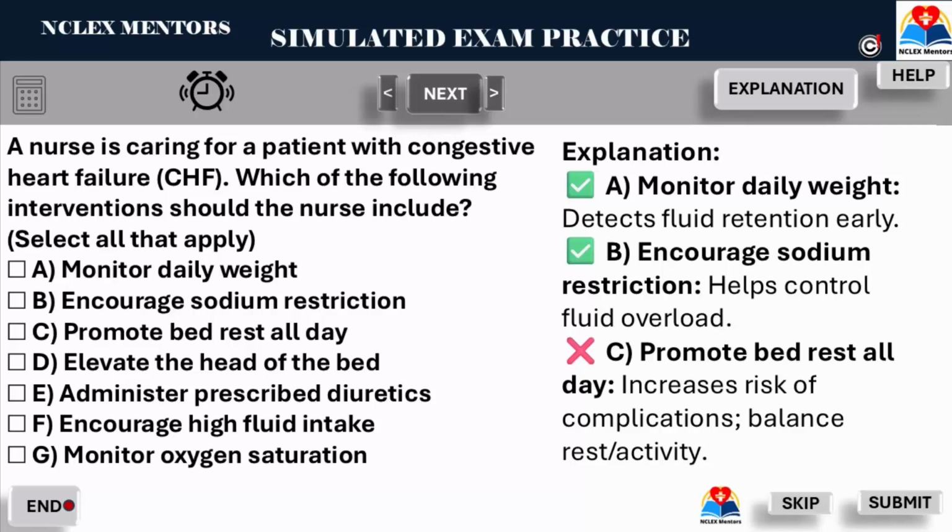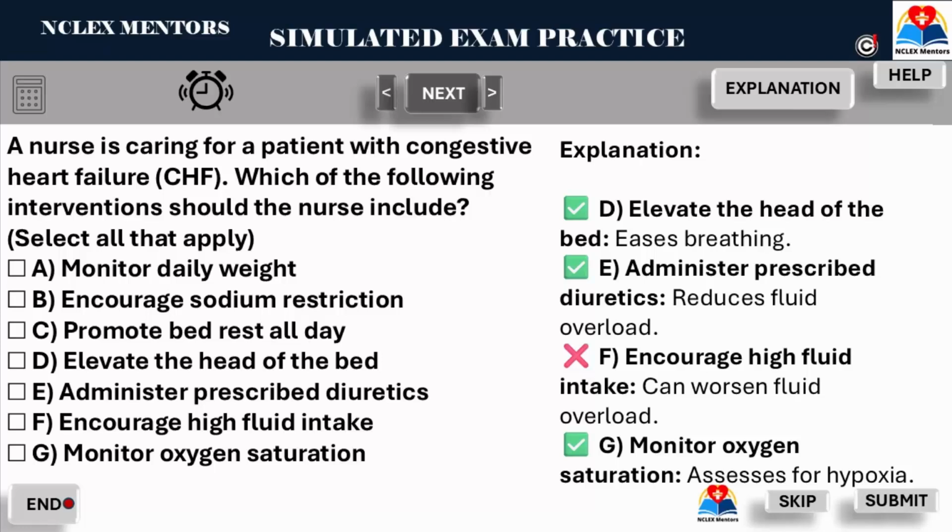Explanation. A. Monitor daily weight. Correct. Sudden weight gain can indicate fluid retention. B. Encourage sodium restriction. Correct. Sodium increases fluid retention and worsens CHF. C. Promote bed rest all day. Incorrect. Prolonged immobility can cause complications like blood clots. Activity should be balanced.